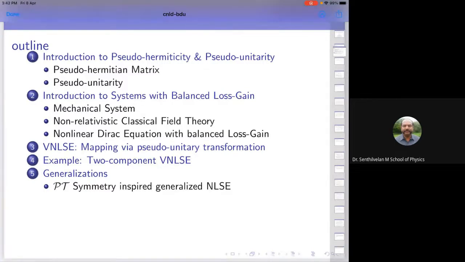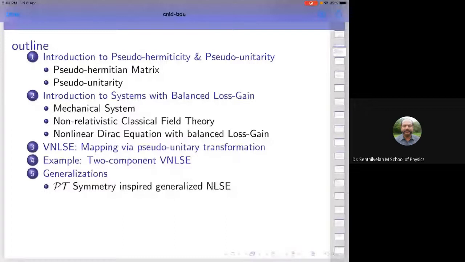So I decided that I will talk about what the balanced loss-gain systems are in the context of mechanical systems, or classical or nonlinear Dirac equation, and then I specialize my talk by using the nonlinear Schrodinger equation. But of course, the method I am going to describe, in some modified form, is applicable to mechanical systems also, as a nonlinear Dirac equation.